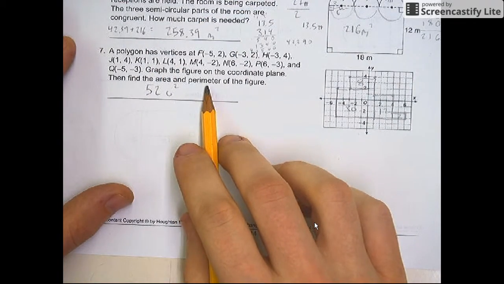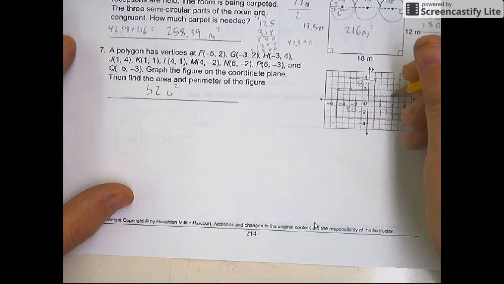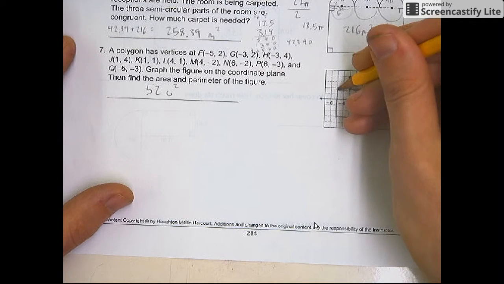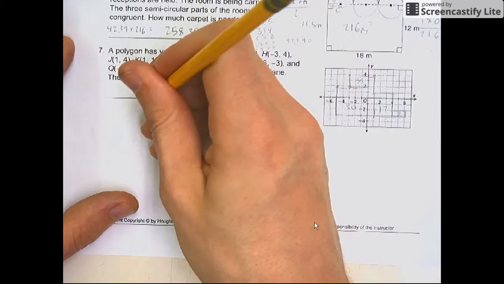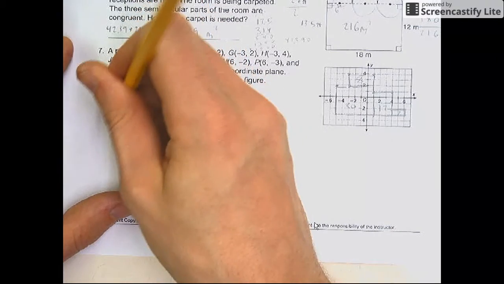Of course, it does say the perimeter is also needed. Perimeter is the distance going around the outside, so I add all those up. We'll start right here. 4 plus 3 is 7, plus 3 is 10, plus 3 is 13, 15, 16, plus, let's see how far is this one? 11, 15 plus 11 is 26, plus 5 is 31, plus 2 is 33, plus 2 is 35. Our perimeter is 35 units. This is my area, and this is my perimeter.